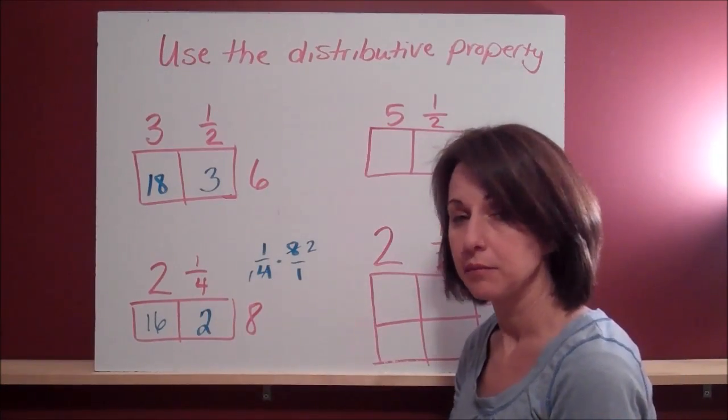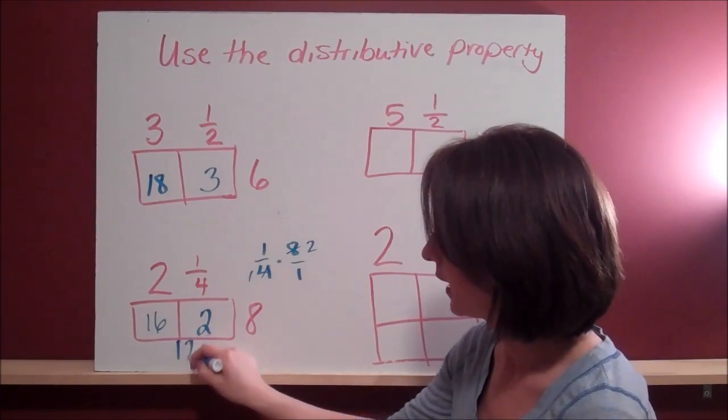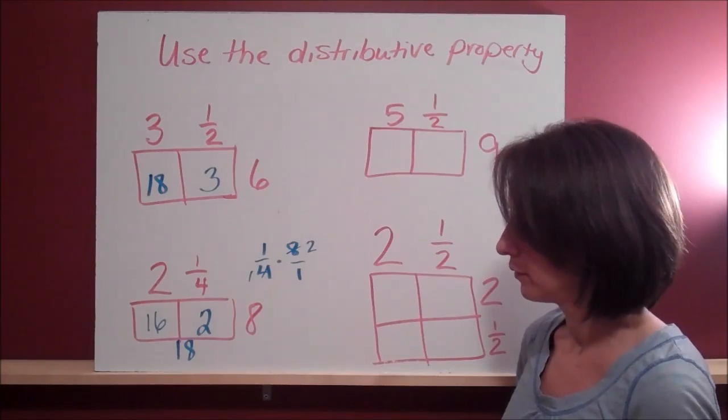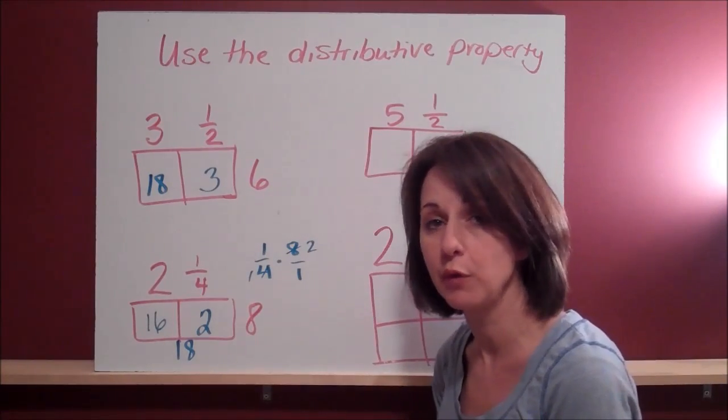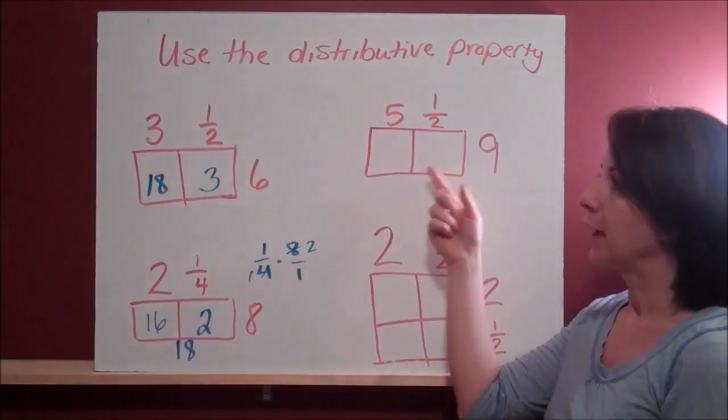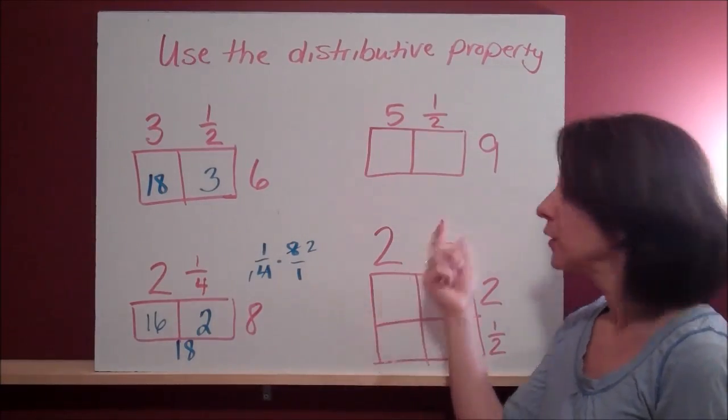And well, 16 plus 2 is 18. So 8 groups of 2 1/4 is 18. And 2 1/4 groups of 8 is 18. Let's try 5 1/2 groups of 9.